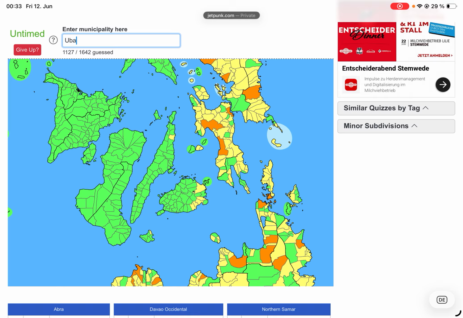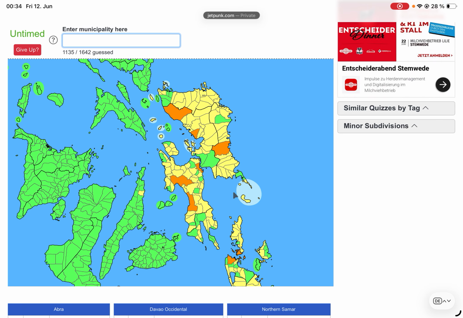So this big one here is Ubay. We have this row here, which starts with Candijay, Duero, Guindulman, and Jagna, and that makes all of Bohol. These islands are also still part of the Cebu province, so I'll just name them. So we already named San Francisco, that's this one. We named Pilar, that's this one. And these two are Poro and Tudela. Okay, I still can't seem to remember these two, so we'll just pass on and hope we'll remember them later.